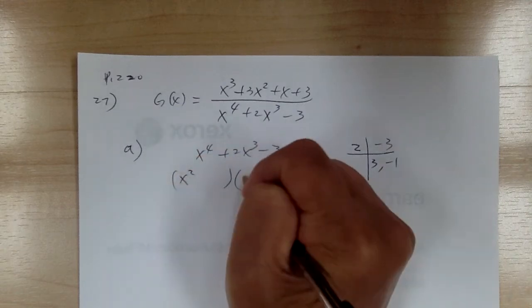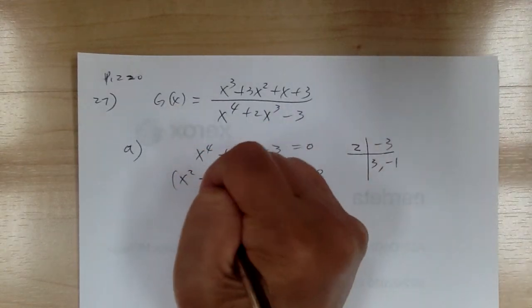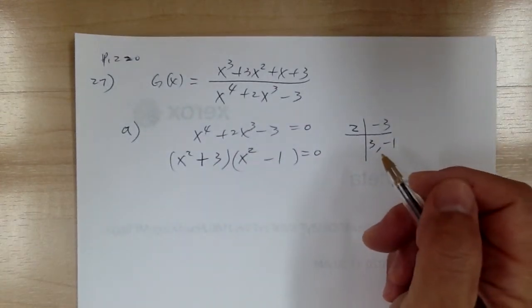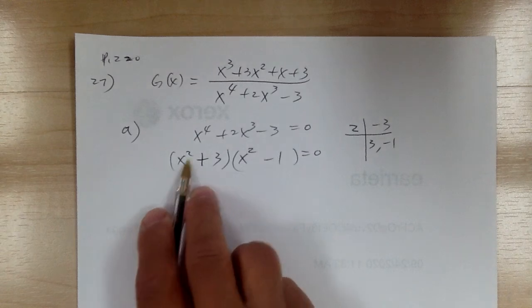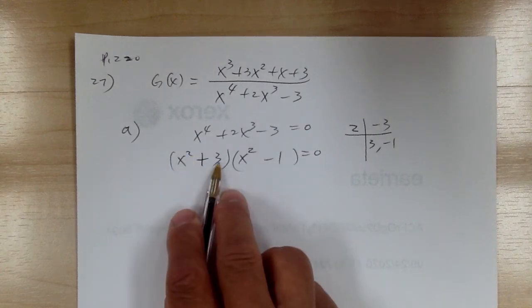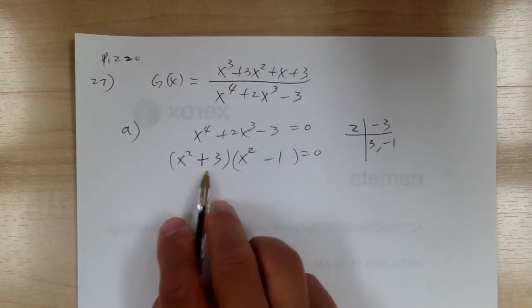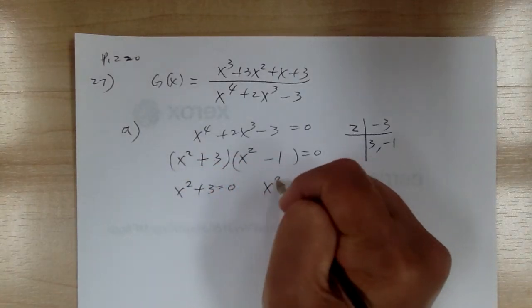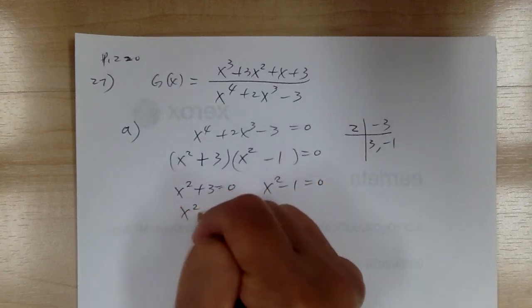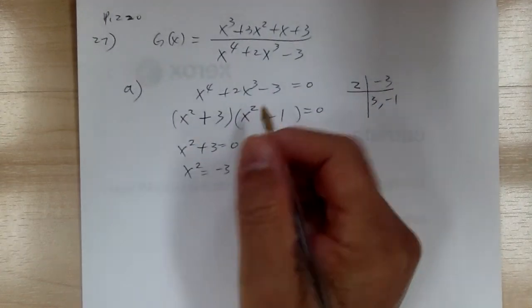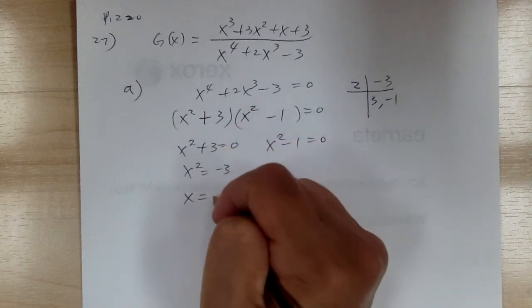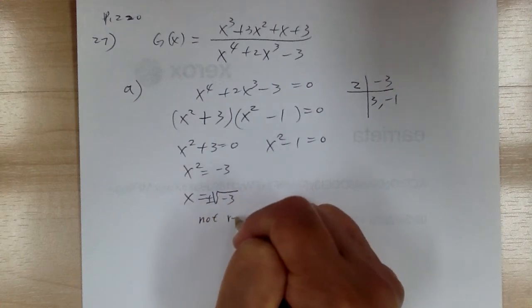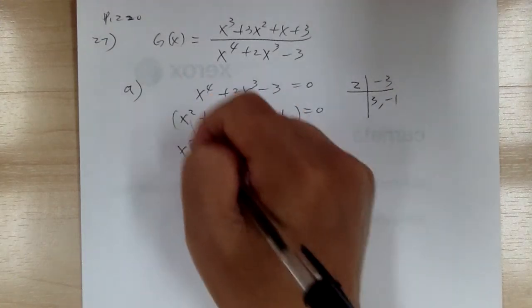So you're going to get x squared plus 3 and x squared minus 1. And this first one is not going to give you 0, because x squared is positive, and a positive plus 3 is not going to equal 0. So you're not going to get anything out of here. Again, if you don't believe that, you can set x squared equal to negative 3 and take the square root. This is not real, right? So you don't have to worry about this part right over here.